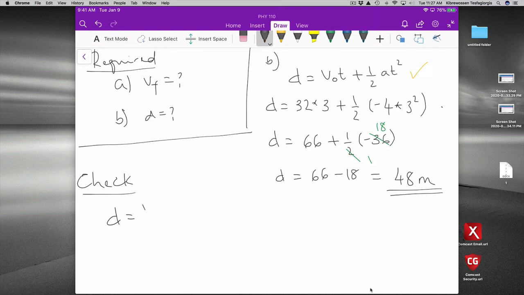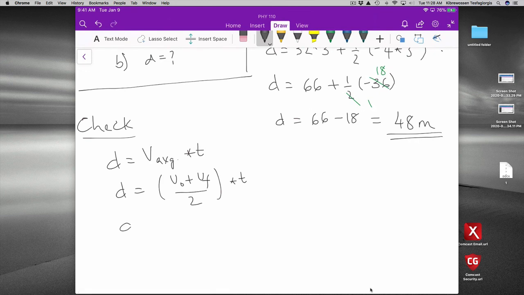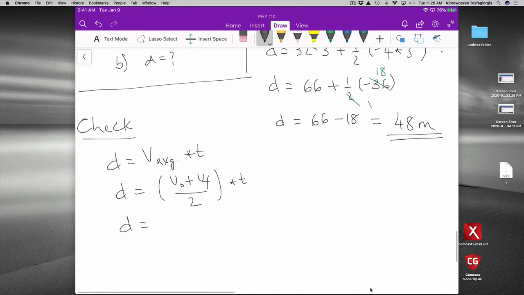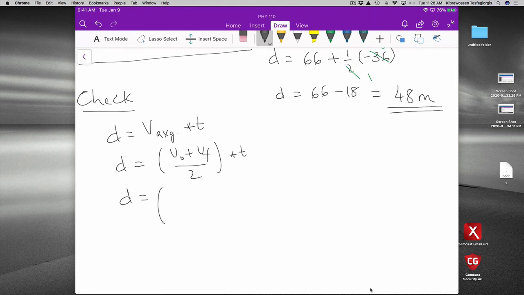So D equals V average, the average velocity, times time. Your distance is going to be V initial plus V final, divided by 2, multiplied by time. You cannot use distance equals velocity times time in this particular problem. Why? Because you have two velocities, and the car isn't moving in uniform motion. Uniform motion means constant motion. This one is rather with an acceleration. So the given V initial was 32, and your V final was 20, which we already calculated, right? So 32 plus 20 divided by 2 multiplied by the time, which is 3.